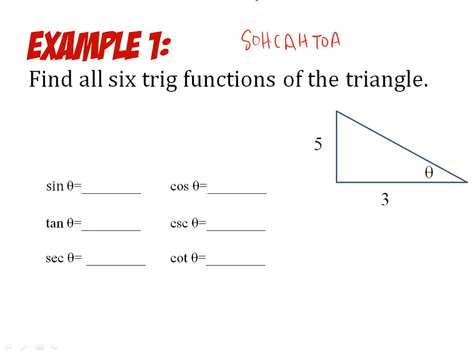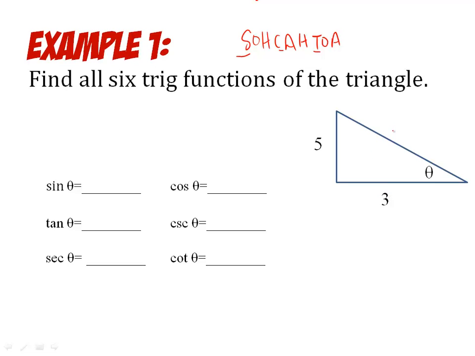I use "Some Old Hippie Came Around Here, Tripping On Acid." Sometimes that makes more sense to people. But you still have your sine, your cosine, and your tangent. And then the reciprocal properties. Okay? So first of all, you'll be asked to find all 6 functions of the triangle.